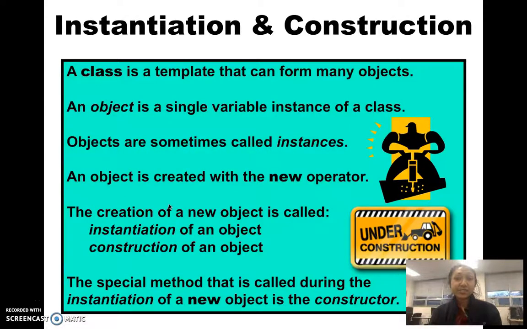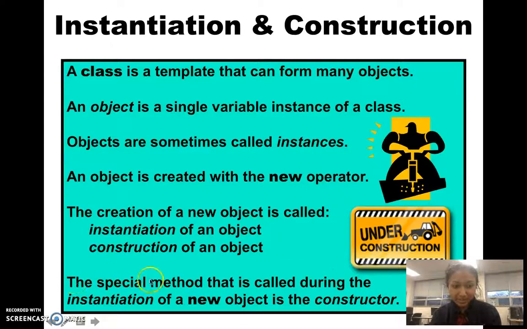Instantiation and construction. A class is a template that can form many objects. An object is a single variable or an instance of a class. Objects are sometimes called instances. An object is created with the new operator. Creation of a new object is called instantiation of an object or construction of an object. A special method that is called during the instantiation of a new object is called a constructor.